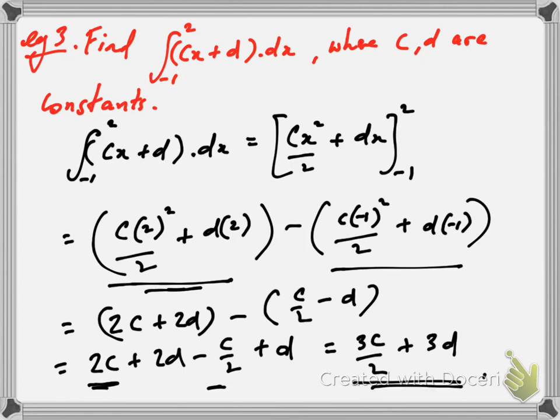So if you have any values of c and d, you can just use them the way they are in this scenario. For example, if c is 5 and d is 10, all you do is substitute and you get a solution. You get your definite integral. All right, let's move on.